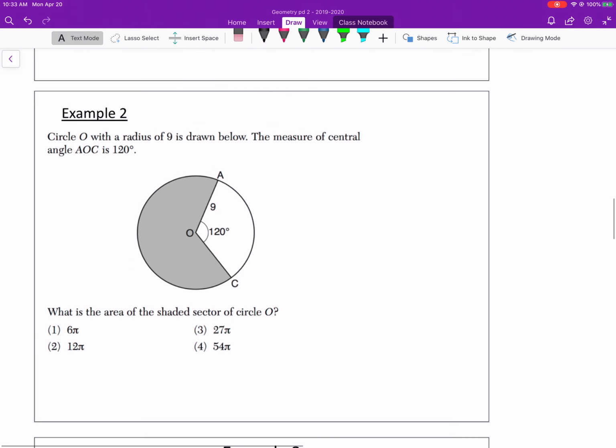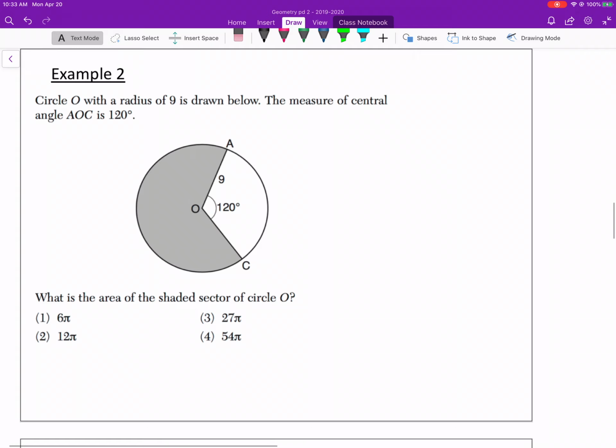Example 2. This one diagram is a little more straightforward, so don't give up on this yet. Focus on this one. It should make a lot more sense. Ready? Circle O with a radius of 9 is drawn below. So you have your radius. Good. Radius, very important for the formula. The measure of the central angle for angle AOC is 120 degrees. All right. What is the area of the shaded sector of circle O?